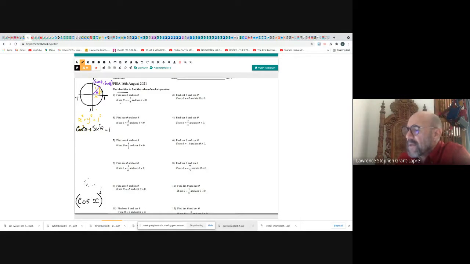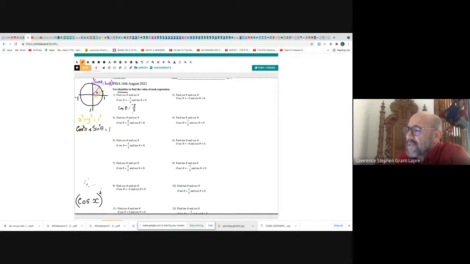Now, sec theta means sec is 1 over cos. So therefore, if sec theta is negative 5 over 3, cos theta is negative 3 over 5. You flip it over. Negative 3 over 5.